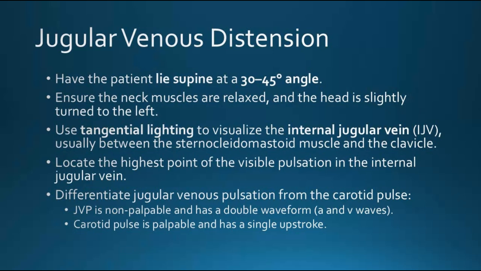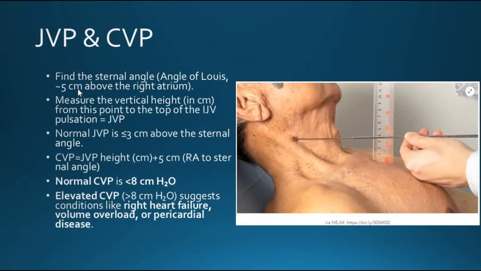You can differentiate the jugular venous pulsation from the carotid pulse. The carotid pulse is palpable and has a single upstroke, whereas the JVP is non-palpable and has a double waveform, A and V waves. Next, find the sternal angle of Louis, which is roughly located 5 centimeters above the right atrium, so it's around here in the sternum area. And then you will measure the vertical height in centimeters from this point to the top of internal jugular venous pulsation, and that gives you the JVP, jugular venous pressure.